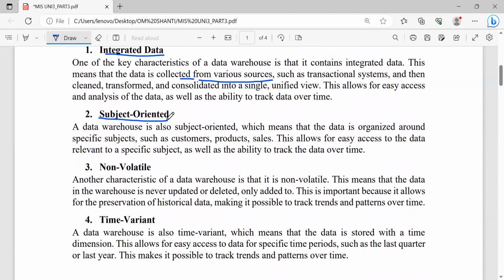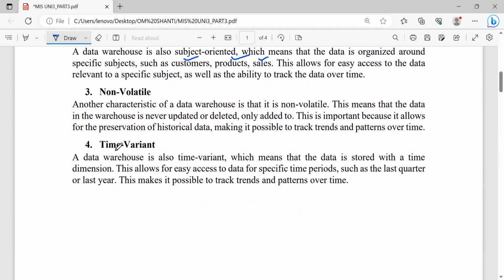Second is subject oriented. Subject oriented means we have the data of each and every subject, like customer, like product. If we talk about a college, how can the data in a college be subject oriented? There is faculty data, student data, library data, hostel data. So these all come in the category of subject oriented. For any business: customer data, product data, sales data. So this is subject oriented. Integrated means data is collected and integrated at one place. Subject oriented means we have data of each and every subject.